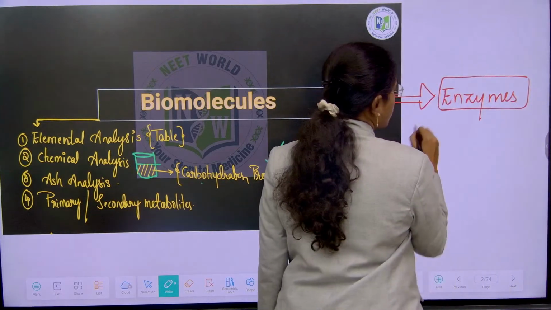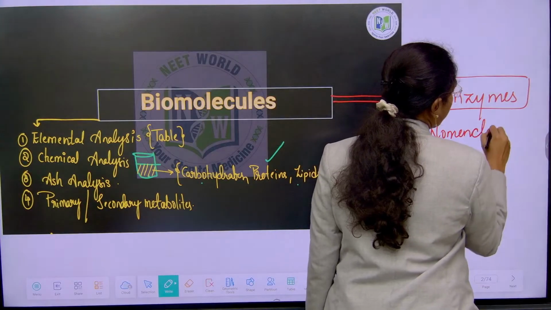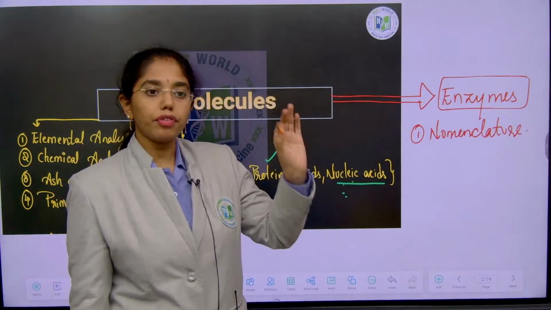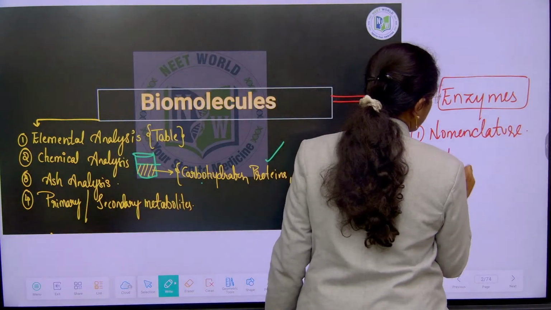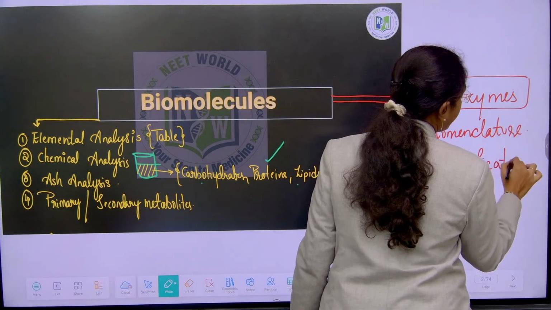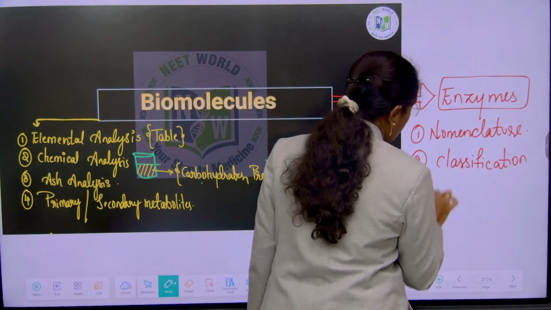First, its nomenclature, not completely, but how the 4 digits are framed. Till that if you know, it is enough. Nomenclature. Second is classification. We have 6 classes of enzymes. We need to learn with examples. Okay. And third is mechanism of action.